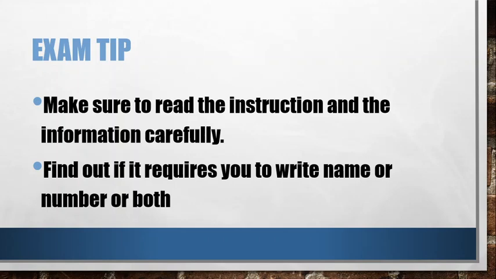Next, find out if it requires you to write name or number or both. All right, you will find this in the instruction. So example, write two words and a number only. So it means you can write two words and one number. Okay? Or if it says write two words only, it means the answer would be two words only, not one, not three, but only two words. So you have to make sure to read the instruction carefully.